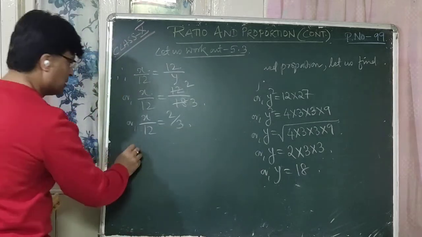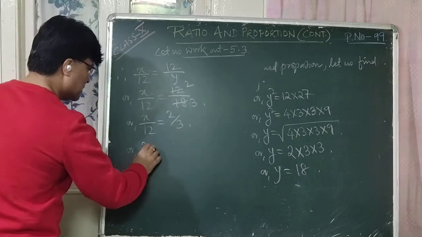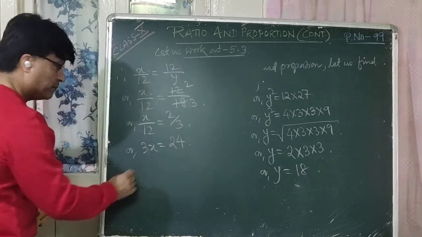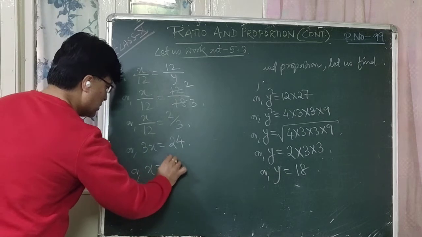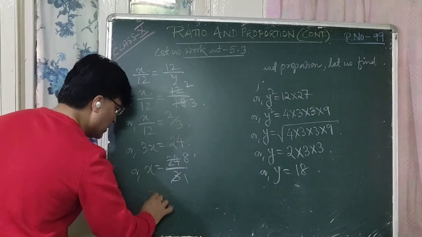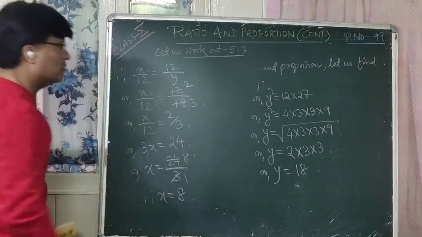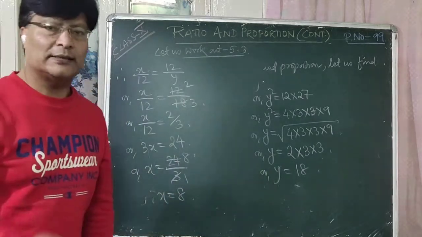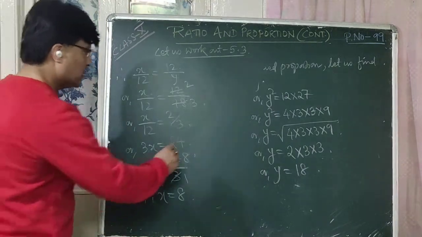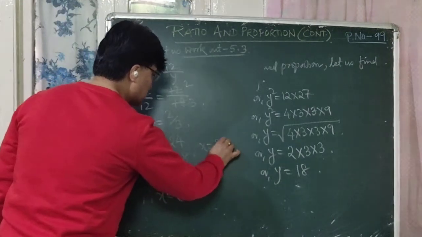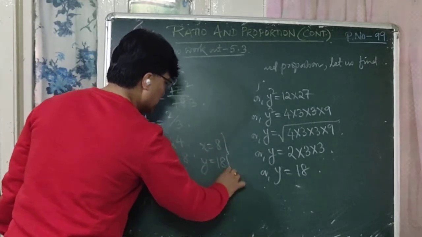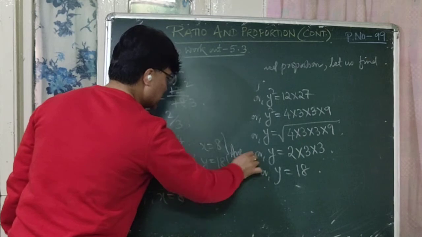Now cross multiply it. 3 into x, 3x is equal to 2 2s are 24. Or x is equal to 24 upon 3, 3 8s are 24. That means x is equal to 8. That is, we get the positive values of x and y. You can write the answer here: x is equal to 8, and what is y? y is equal to 18. So these are the answers.